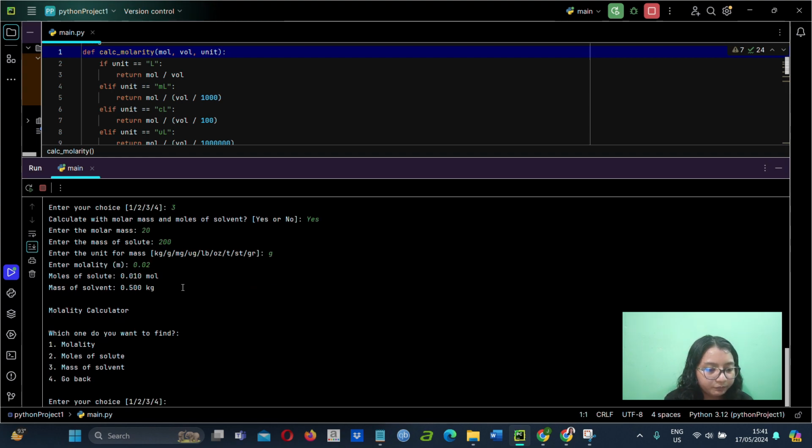This unit for mass that is in grams is automatically converted into kg by the system, so that it would be easier for the students to see the final answer. And as you can also see, the moles of solute is also displayed as that could be part of the solution that they are writing. So there you have it for the molarity and the molality calculator.